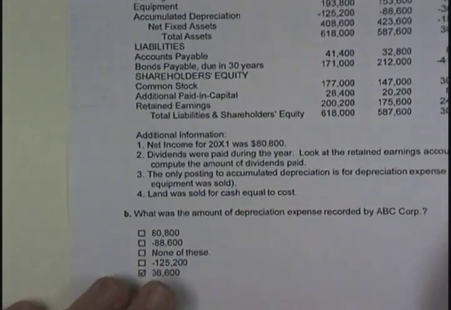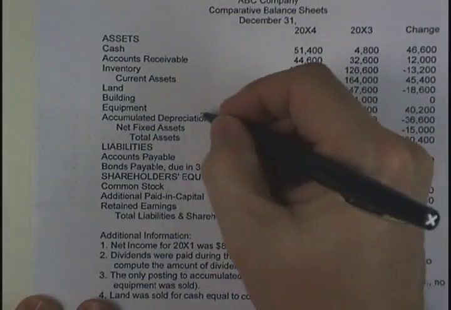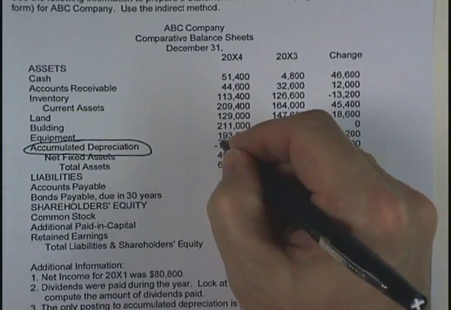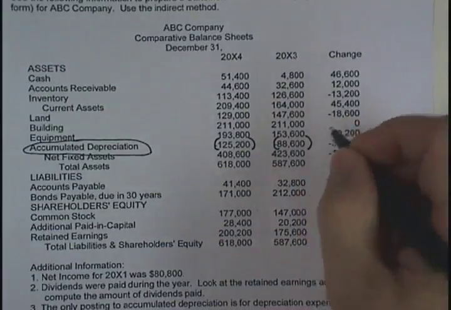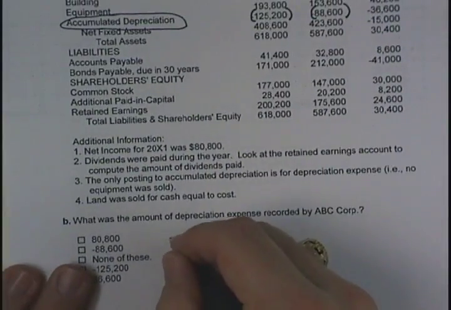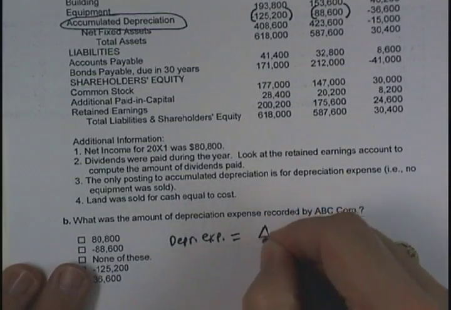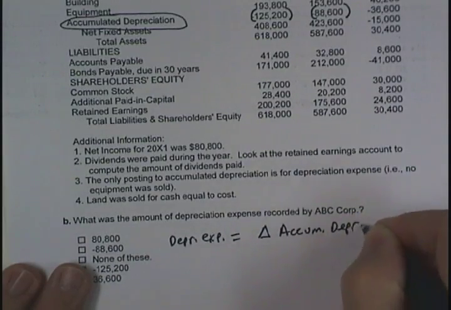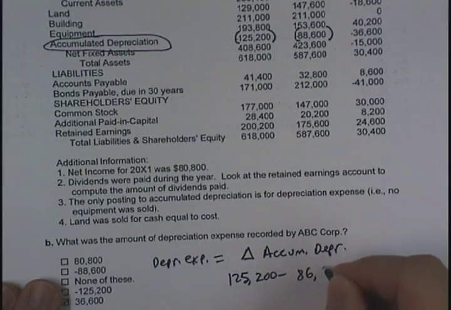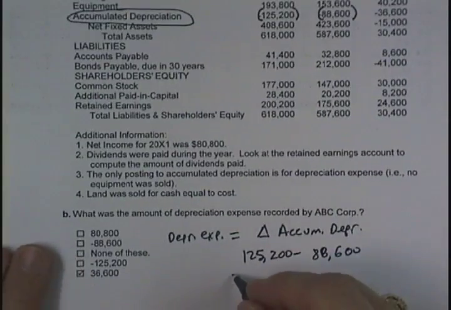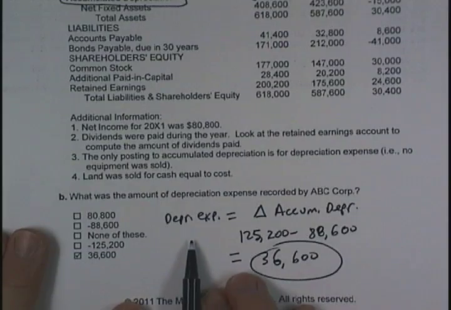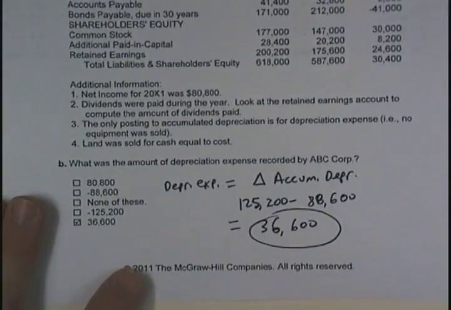In Part B, it asks what was the amount of depreciation expense recorded during year 4. Well, this accumulated depreciation account is a balance sheet item that carries forward from year to year. And the minus sign simply means something being subtracted. So the accumulated depreciation went from $88,600 up to $125,200. So the depreciation expense during the year equals the change in the accumulated depreciation for the year. It ended at $125,200. It started at $88,600. So that change, or the addition during the year, was $36,600. Change in accumulated depreciation equals the depreciation expense for the year.